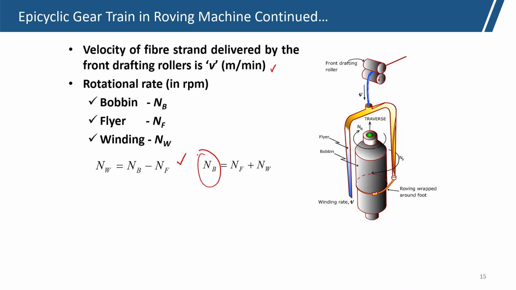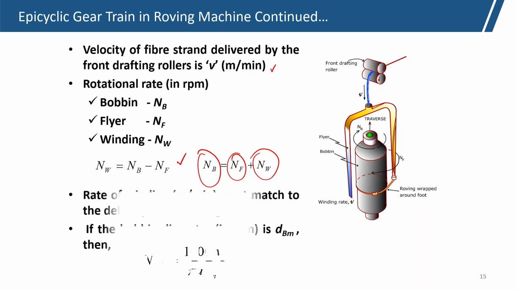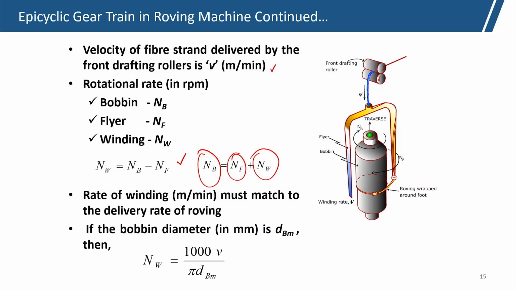So, NB we can calculate as NF plus NW. The rate of winding, in meters per minute, must match the delivery speed. Whatever we are delivering, that winding speed has to be matched, as we have seen through the numerical earlier. If the bobbin diameter in millimeter is dBm for the mth layer, then NW, the winding RPM, means NB minus NF, as we have seen.